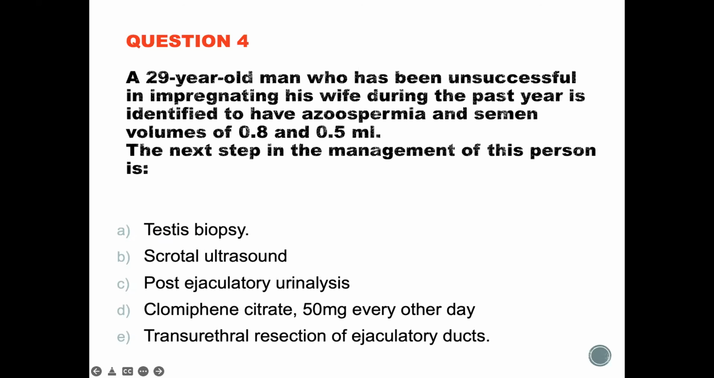This is an interesting question, and I am sure our residents would remember some basic teaching about semen volume and its possible source and cause. So this just tests your basic science knowledge.